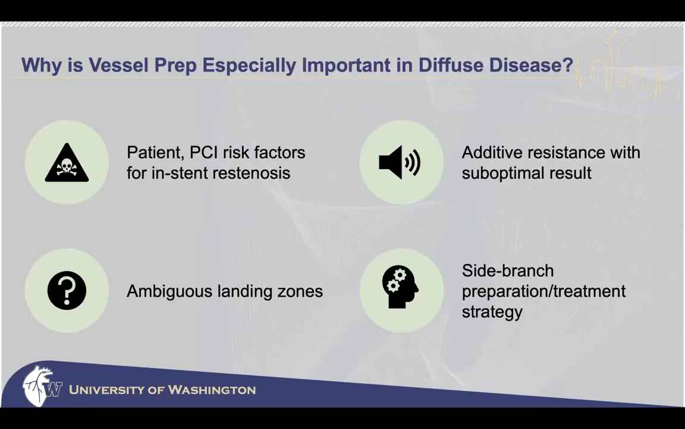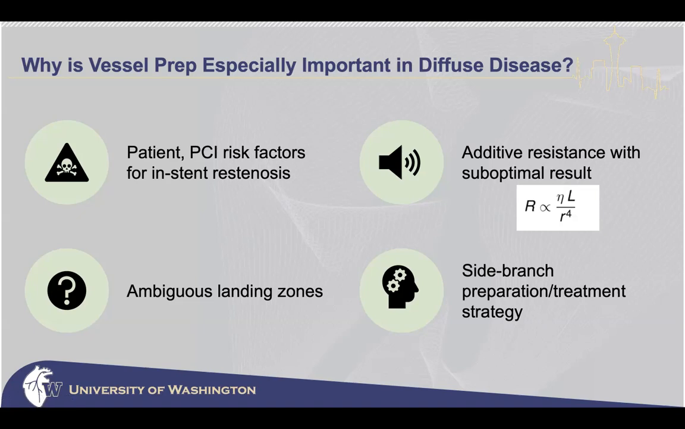So why is vessel prep especially important in diffuse disease? Well, of course, we know that there's a number of patient factors that put them at risk for recurrent events, but those also overlay with PCI and technical risk factors for in-stent restenosis, which are modifiable by us during the procedure. We know that any underachievement in our luminal area gained has additive resistance built up as we increase the length of the treated area. In addition to that, that can be worsened by ambiguous landing zones and any untreated inflow or outflow disease that we failed to identify.